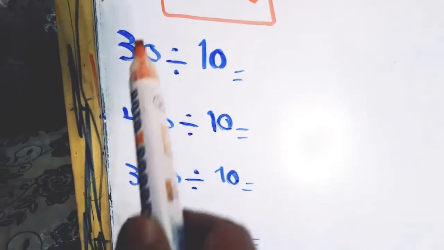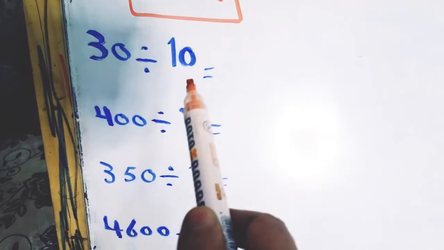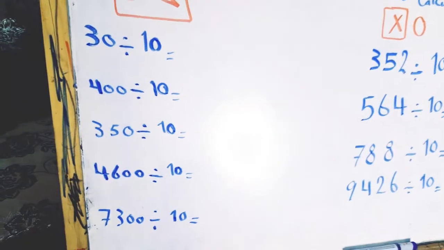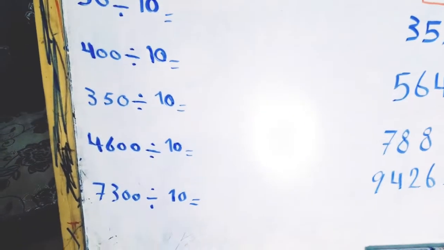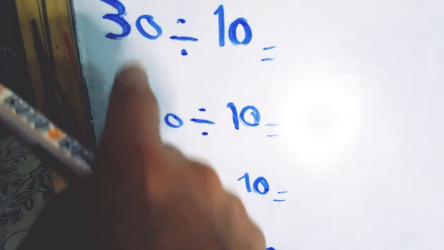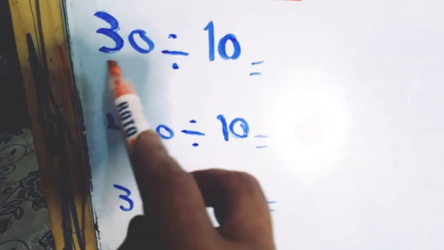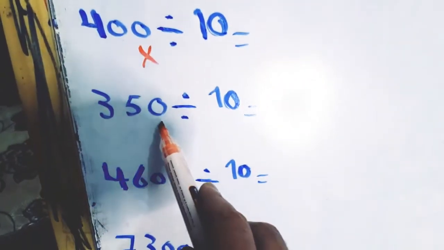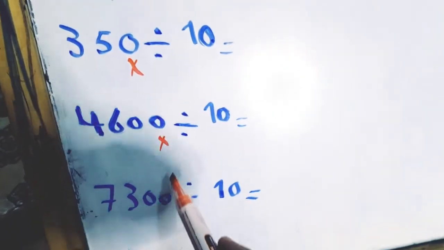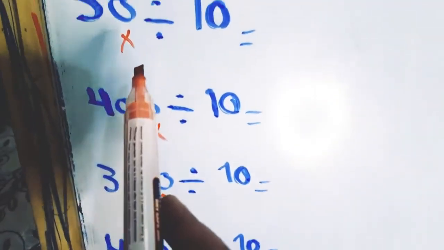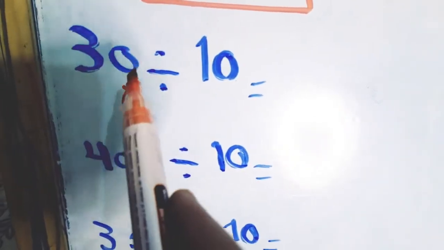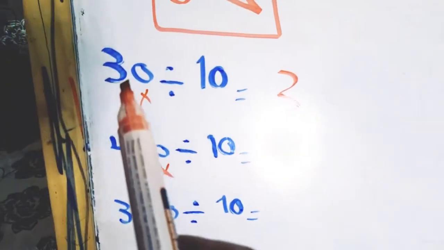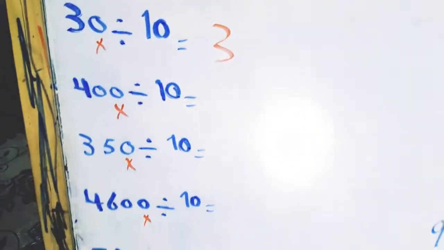If the dividend ends with 0 and the divisor is 10, we do one step in order to reach the quotient. What is this step? We delete this 0 and write the remaining digit. So we delete the units 0 and write the remaining digit. In this case, we delete 1 0, then we have 3. So 30 divided by 10 equals 3.